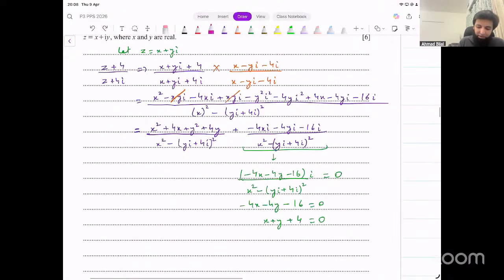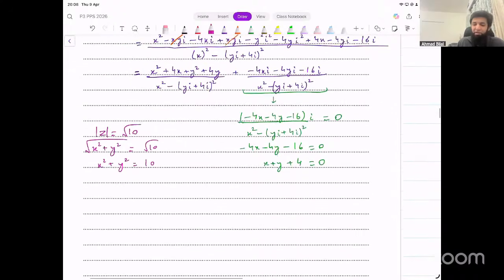From that we can get another equation. If the modulus of z is equal to the square root of 10, that means the square root of x squared plus y squared is supposed to equal the square root of 10, and that gives us x squared plus y squared equals 10. Now you solve these two equations simultaneously.